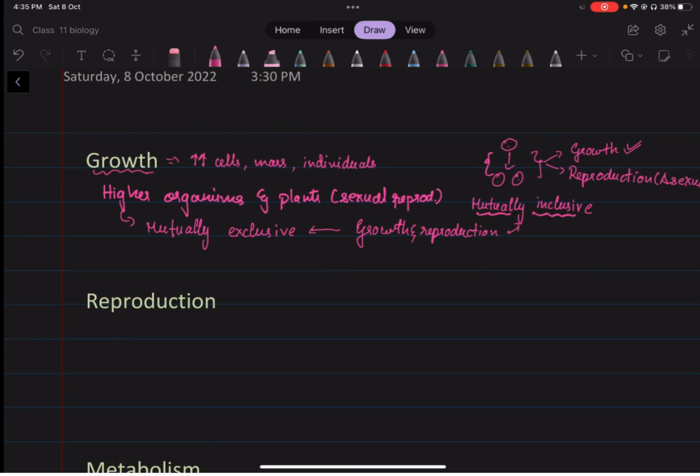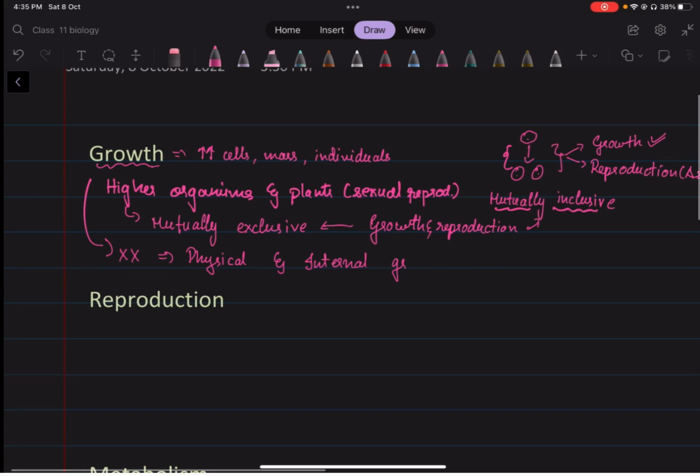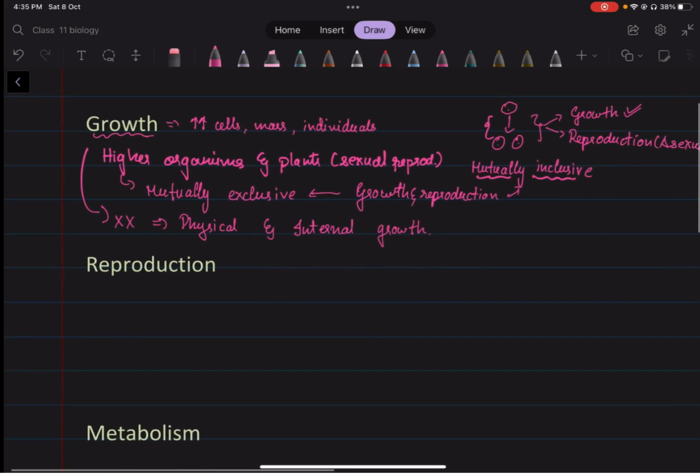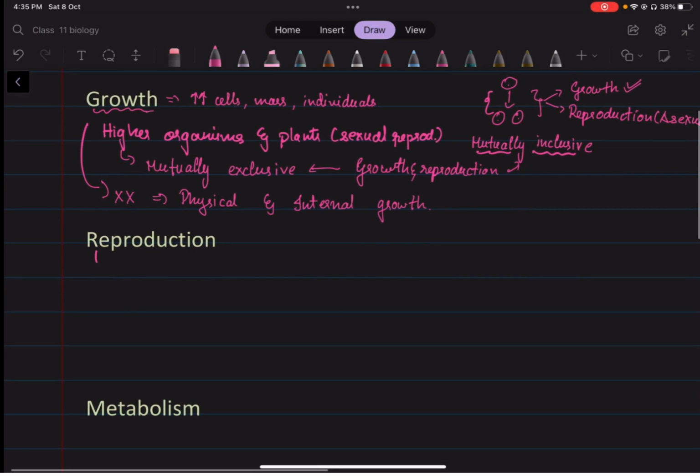And also, growth is not a defining feature. Why is growth not a defining feature? Because growth can be both physical and it can be internal, right? So physical growth is not a defining feature, because even mountains can grow, even non-living things can grow just by increasing the number of particles at its surface. So that is why growth is not a defining feature.